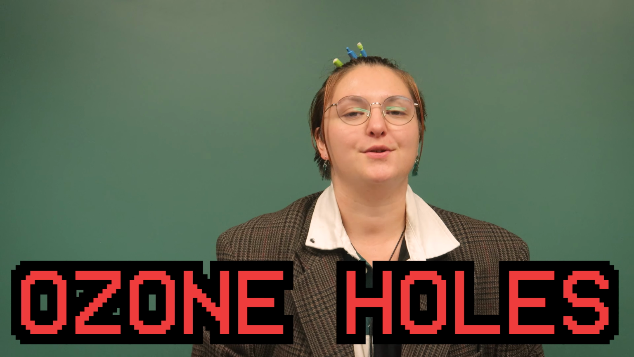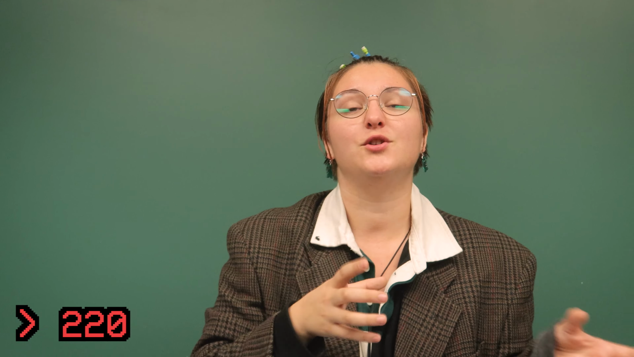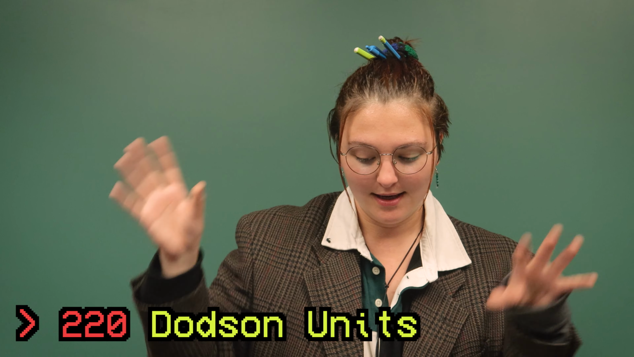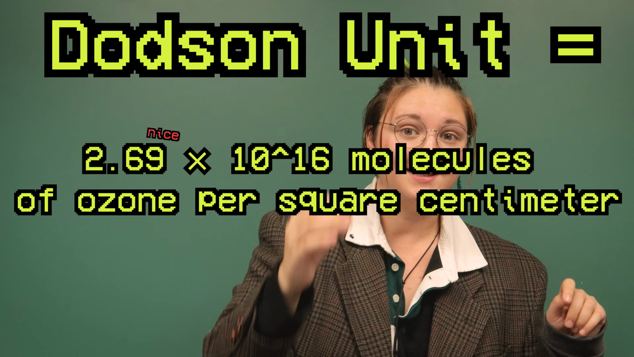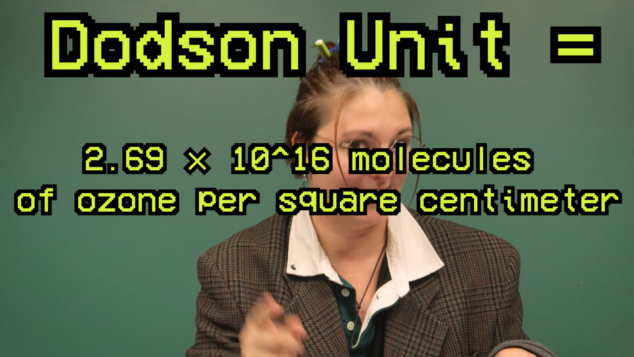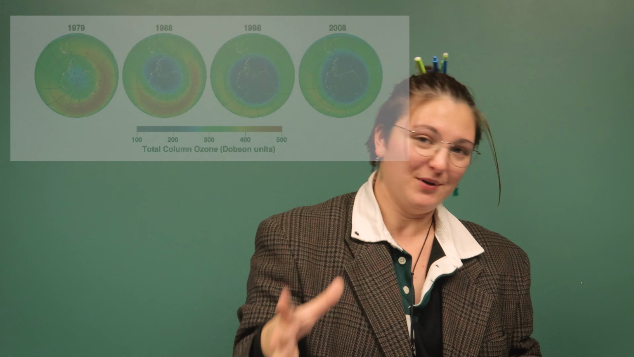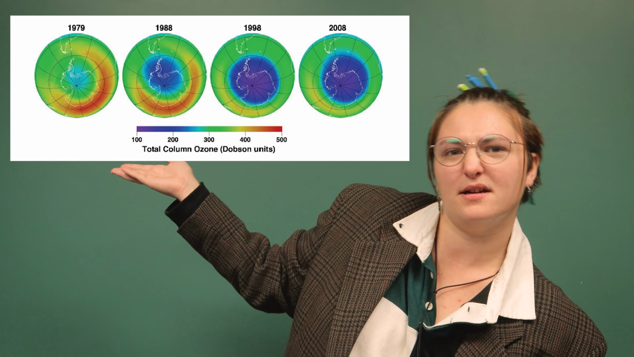Unfortunately, ozone holes exist. An ozone hole is considered to be an area of the atmosphere that has less than 220 Dobson units of ozone. 1 Dobson unit is the equivalent of 2.69 times 10 to the 16th molecules of ozone per square centimeter. Over the last few decades, ozone holes have been growing at a rapid rate, especially around the South Pole. It does not look good.